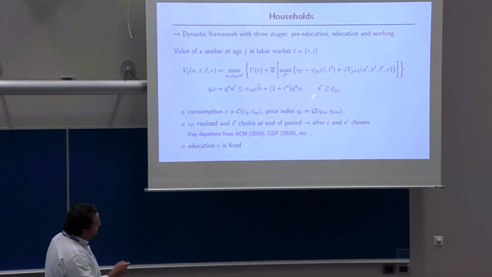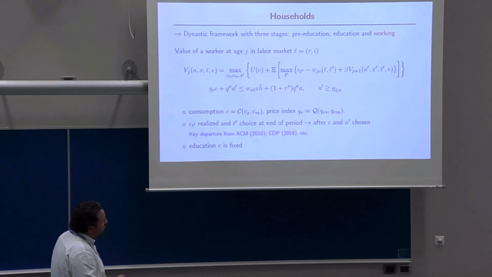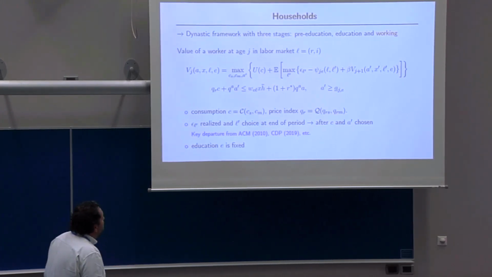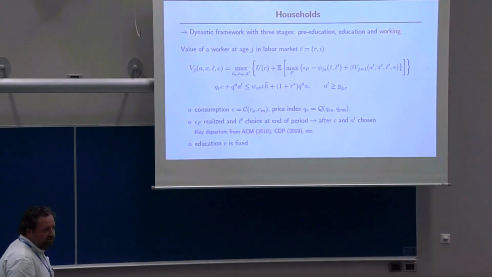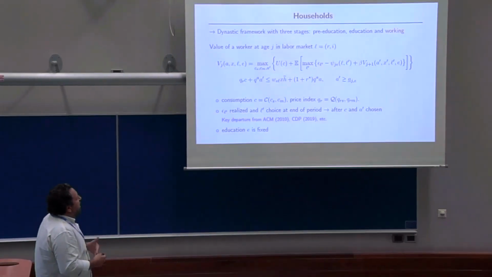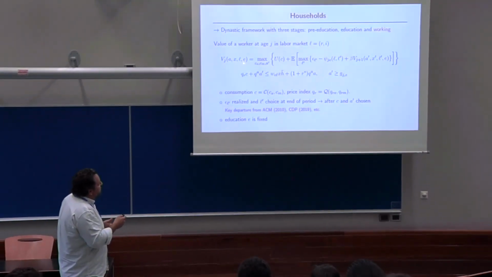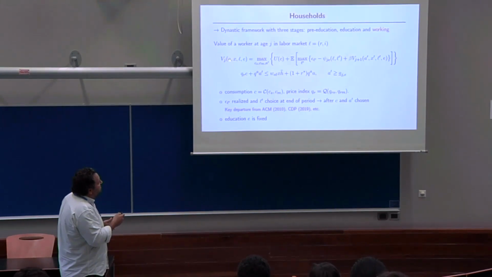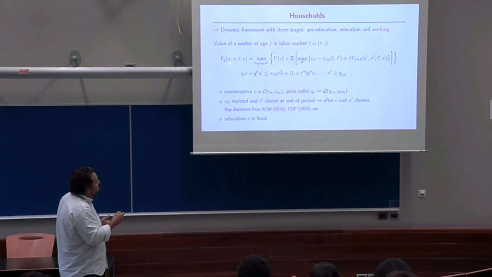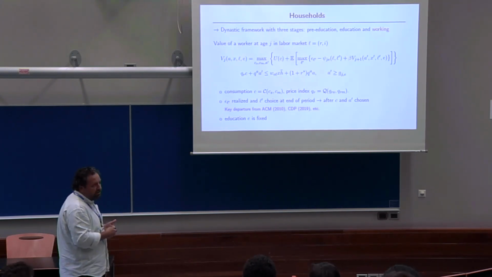Now, they are also subject to this idiosyncratic risk, but also incomplete markets and borrowing limits. This is pretty standard in the heterogeneous agent household literature. And here, notice that education is already fixed. So this is for a given level of assets a, productivity x in local labor market l, and education e, okay?